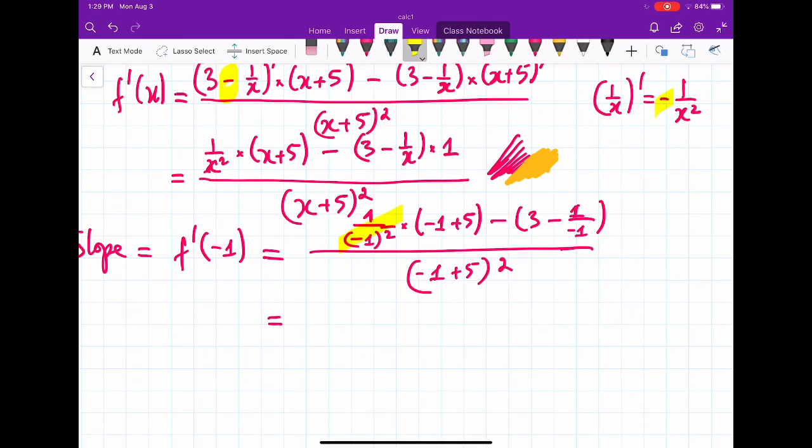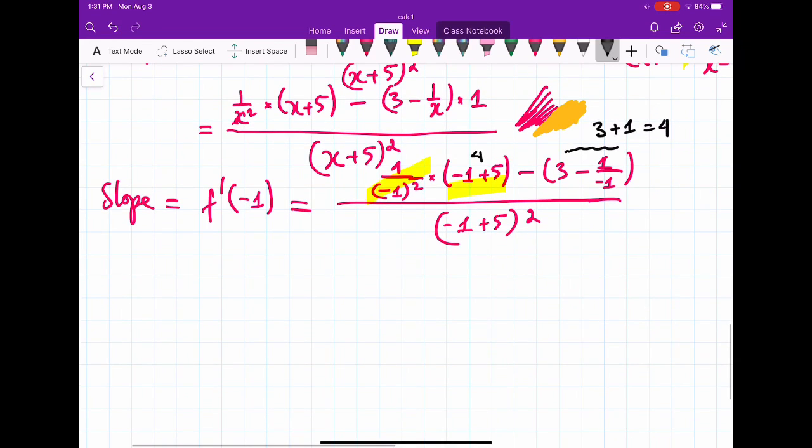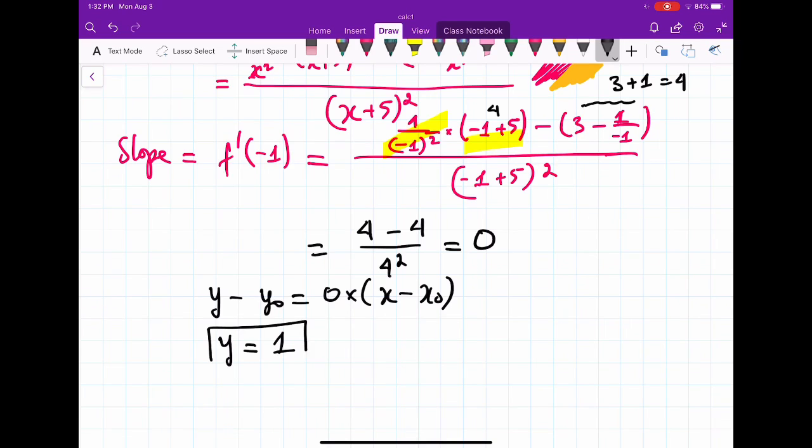So I have this term is just 1. Here I have 4, right? And here I have 3 plus 1, which is 4, right? So the slope is 4 minus 4 over 4 squared, which is 0. Then the equation looks like y minus y0 equal to 0 times (x minus x0), or y equal to 1 because y0 is 1.